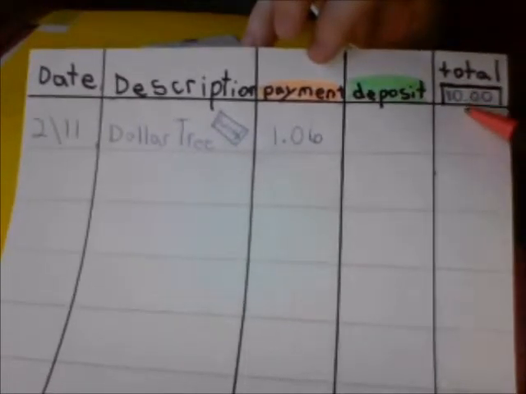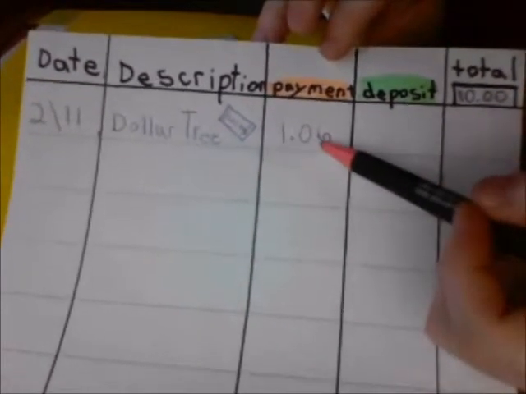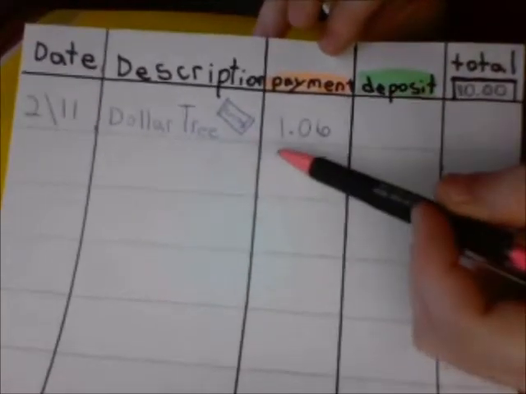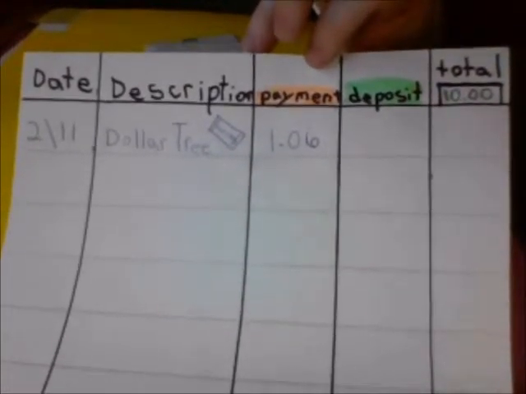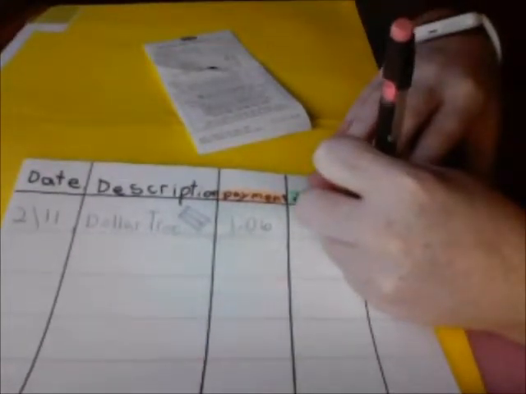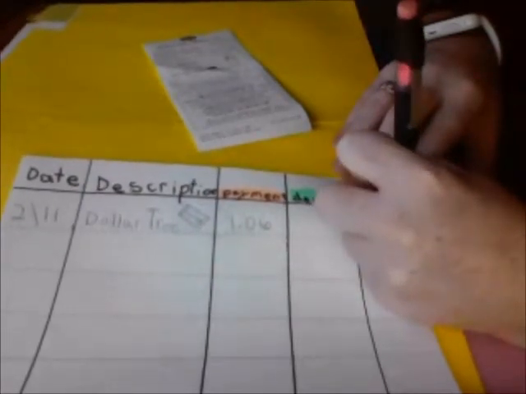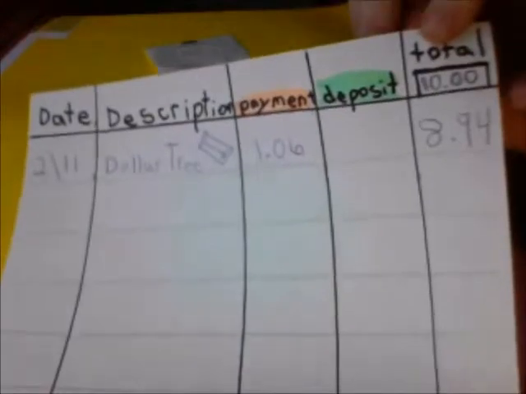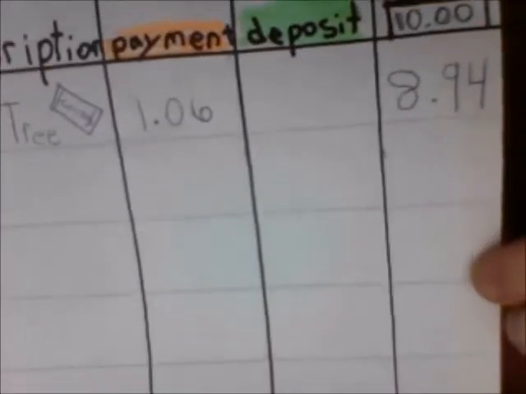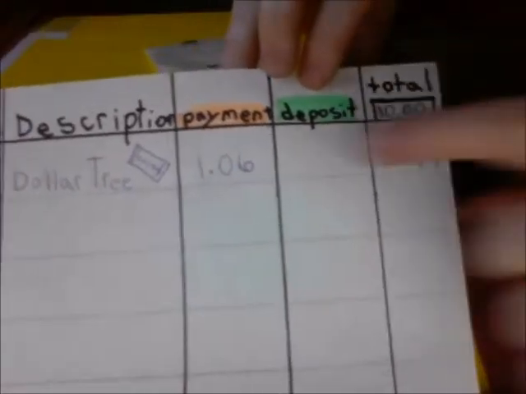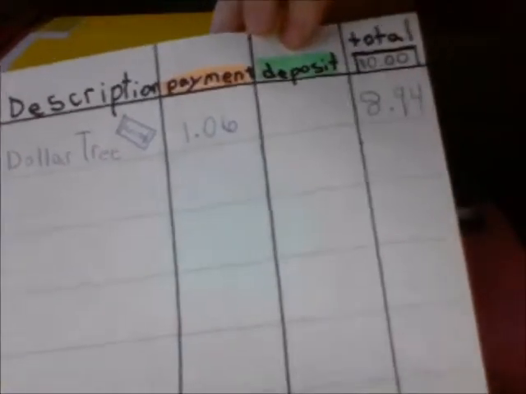Now we want to take our $10 and subtract $1.06. So for our math majors, what's $10 minus $1.06? If you got $9.94, guess again. In your total column, you will write your new total, $8.94. And then you can go on with your next purchases.